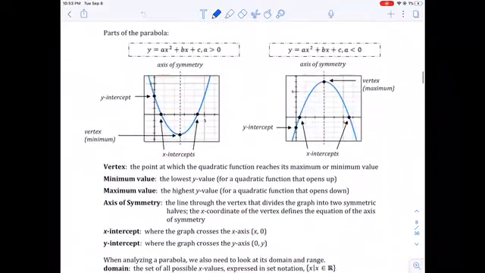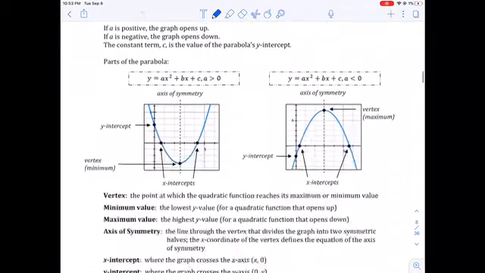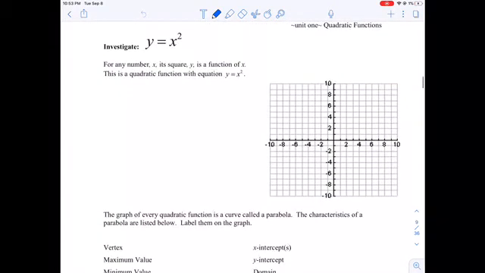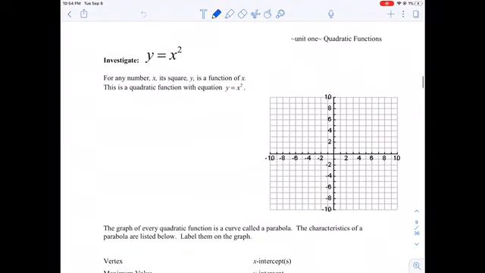Okay guys, let's take a look at lesson 3, vertex form with parameters p and q. I don't mean to jump around, but we're going to start on page 8 where it says y equals x squared, and we want to investigate that. It says for any number x, its square y is a function of x. This is a quadratic function with equation y equals x squared.